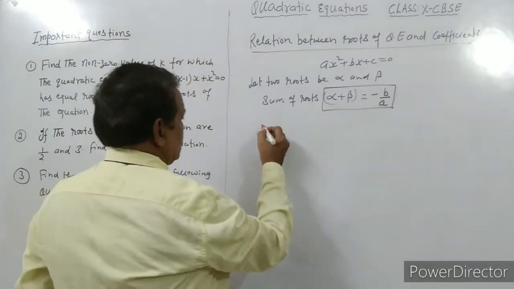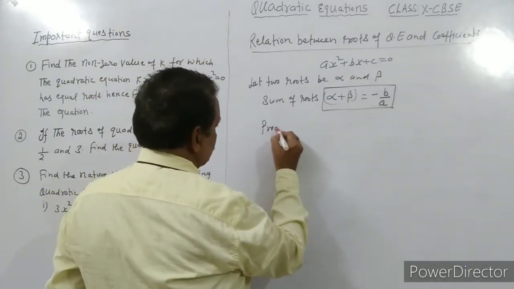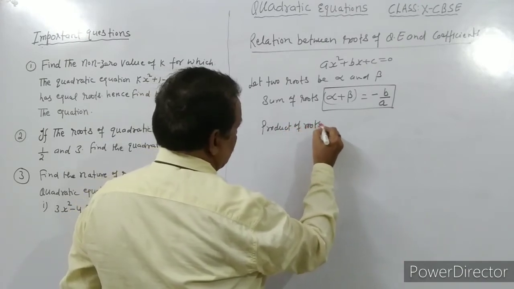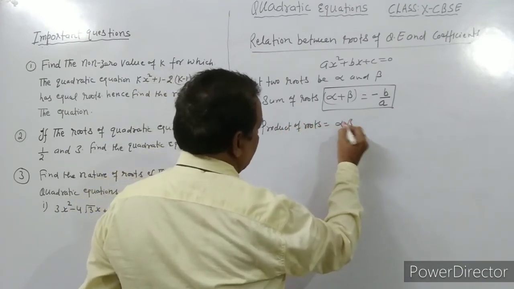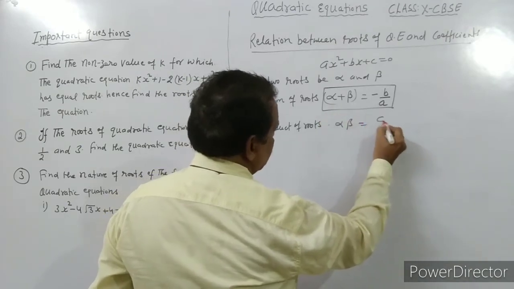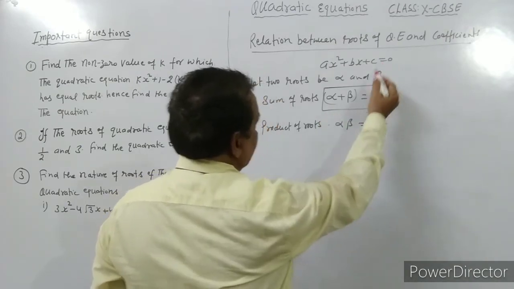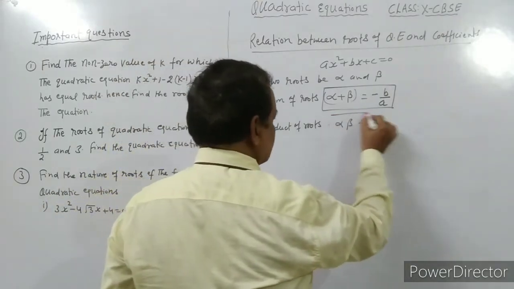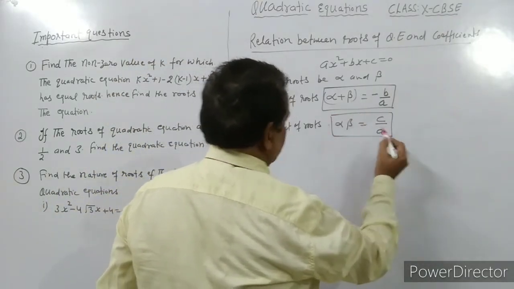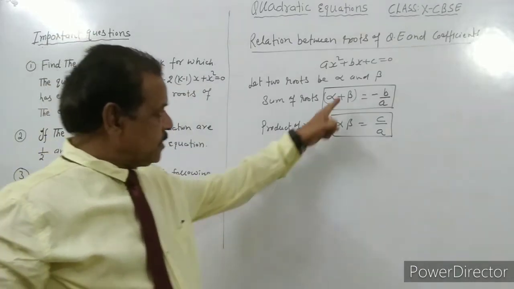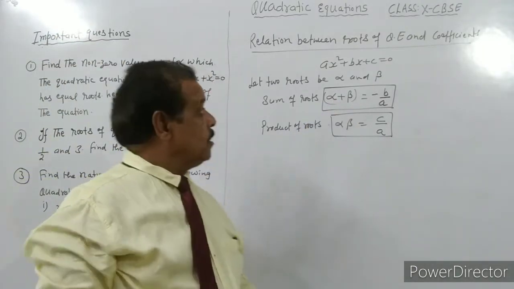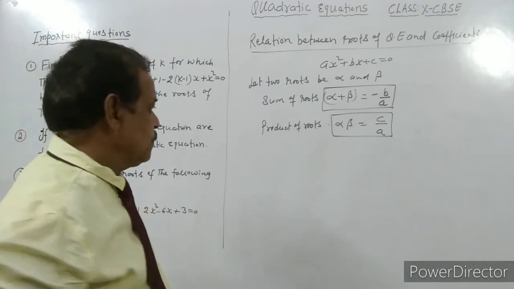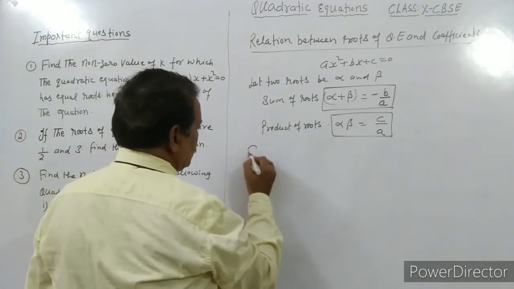Similarly, the product of roots, alpha beta, is equal to c upon a, constant upon coefficient of x square. This is the second relationship. So these are the relationships between the quadratic equation, roots and coefficients. Now, formation of a quadratic equation.